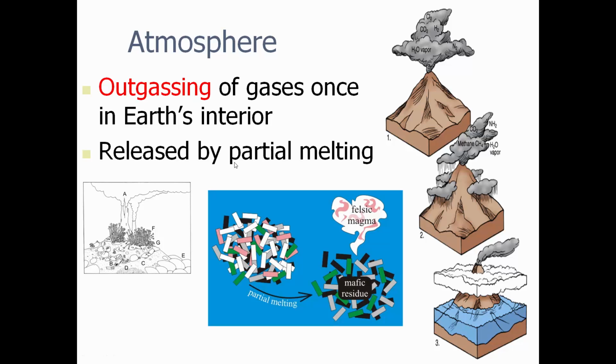And it can also get released by a process called partial melting. Partial melting happens when we get a magma, and the magma has all kinds of different minerals inside of it, and as it cools, the ones with the highest melting temperatures solidify, and it makes the resulting magma blob more felsic. The mafic magma rises up to the top, and it can have compressed gases inside of it too, which gives rise to this volcanic outgassing.